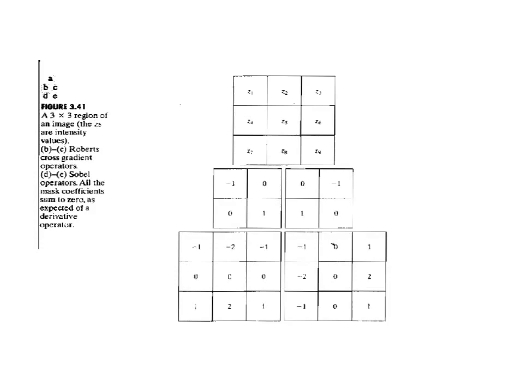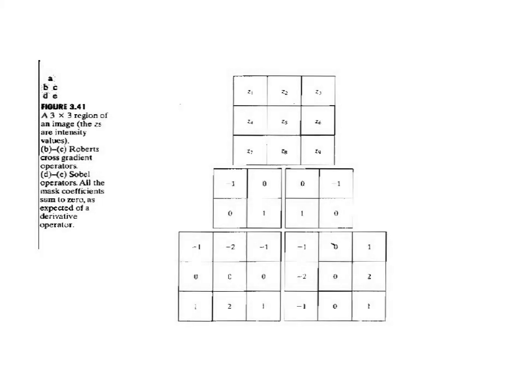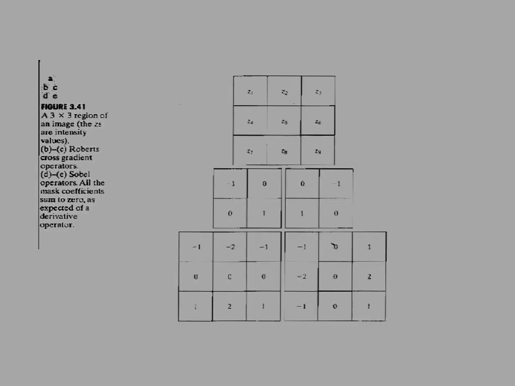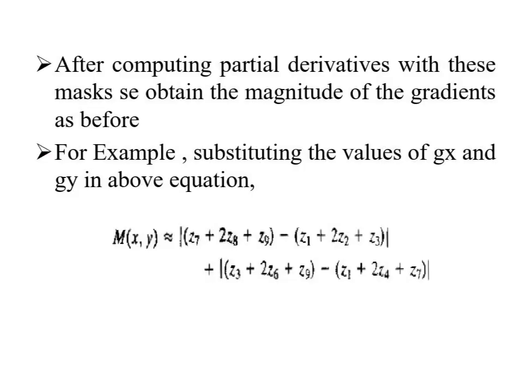The idea behind using the weight value of 2 in the center coefficient is to achieve some smoothing by giving more importance to the center point. Note that the coefficients in all the masks shown in the figure sum to 0, indicating that they would give a response of 0 in an area of constant intensity, as is expected of a derivative operator. As mentioned earlier, the computation of Gx and Gy are linear operations because they involve derivatives and therefore can be implemented as a sum of products using the special masks in the figure.